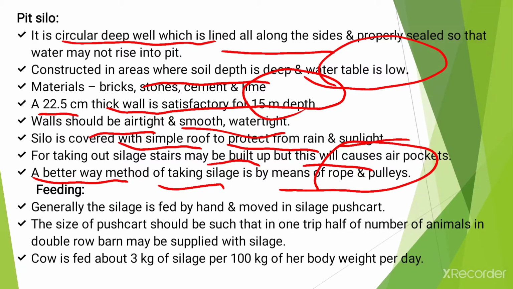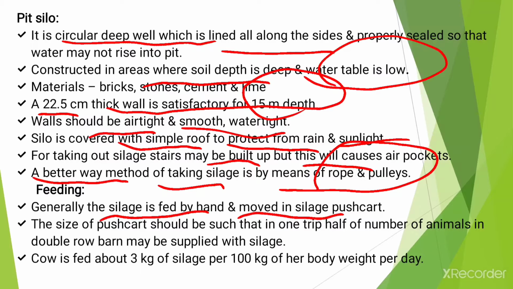Now feeding. In the case of a pit silo, generally the silage is fed by hand and moved into a silage push cart. The size of the push cart should be such that in one trip, half the number of animals in a double row barn may be supplied with silage.